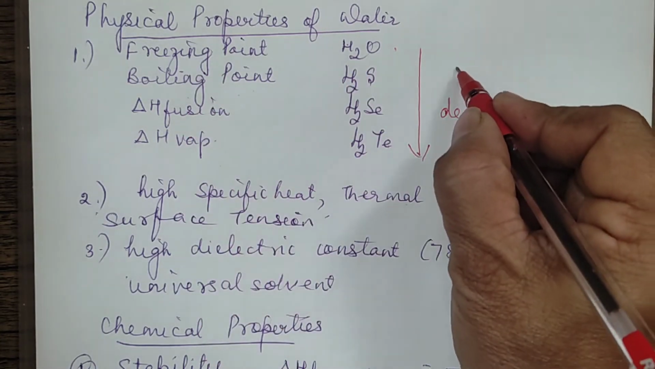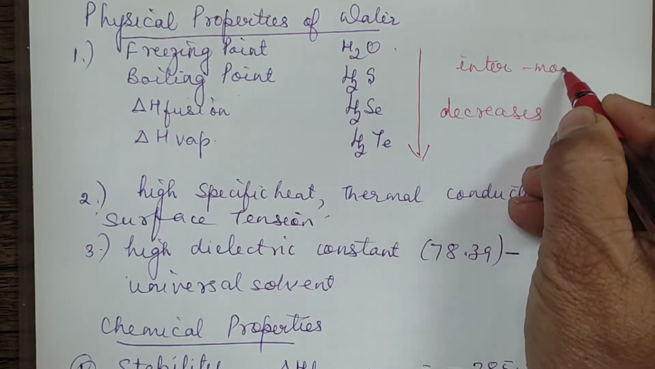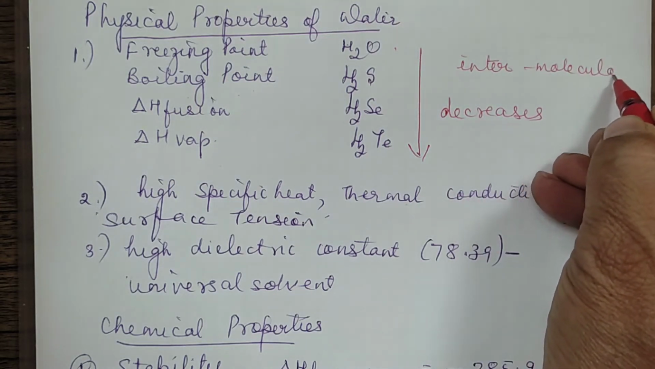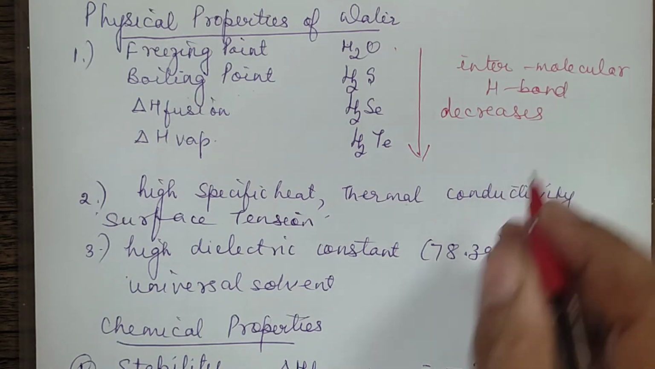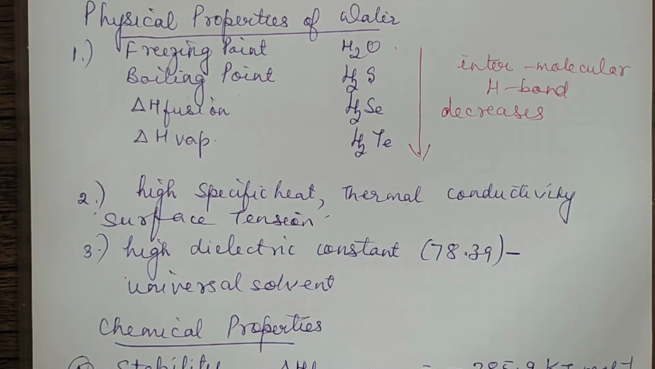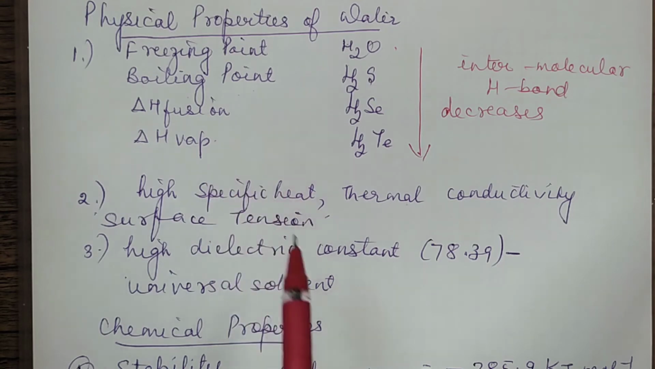The reason being, it has the property of intermolecular hydrogen bond. Because of hydrogen bond, the molecules are not that free to move away. So, freezing point, boiling point, enthalpy of fusion, vaporization, all will be more than the other members.